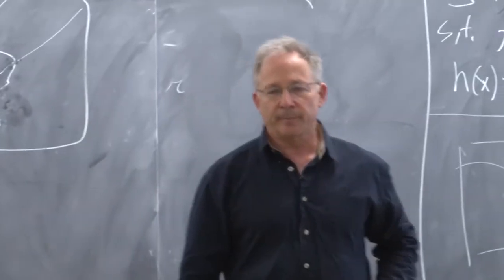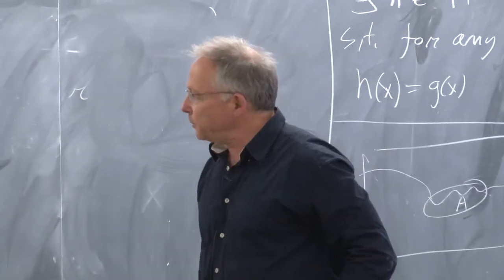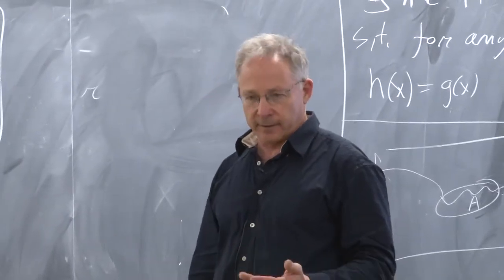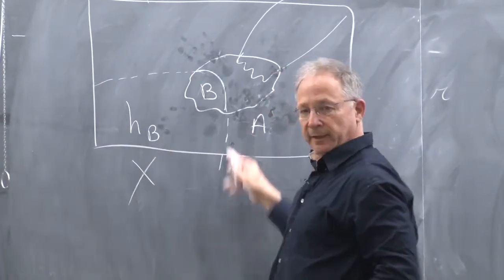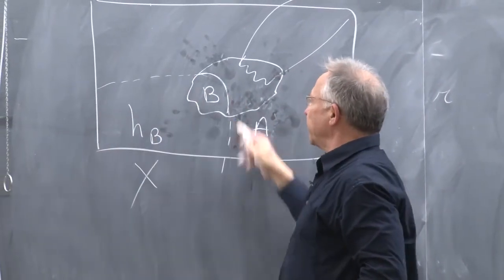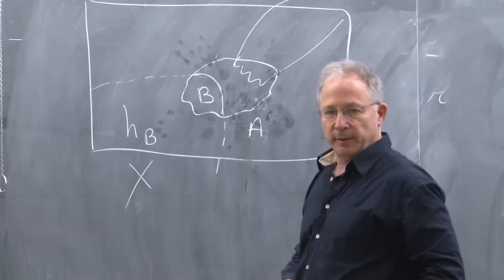Yes? Isn't HB a function? HB now is a subset. Everything is subsets. So HB, instead of being a function from X, is a subset of X. So I take a subset of X, intersect it with A, I get B.